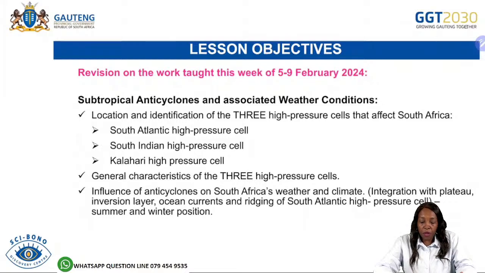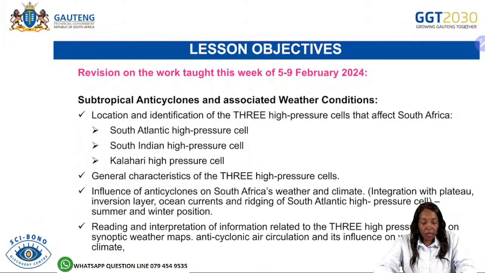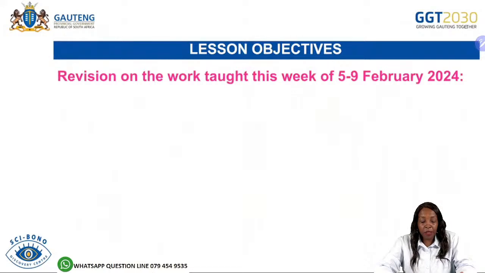And whilst we're doing this, we are going to look at the integration of the high pressure cells with the plateau, the inversion layer, ocean currents, and ridging of the South Atlantic high pressure cell between the summer and winter position. We are also going to look at reading and interpretation of information related to the 3 high pressure cells on a synoptic weather map, and anticyclonic air circulation and its influence on weather and climate.